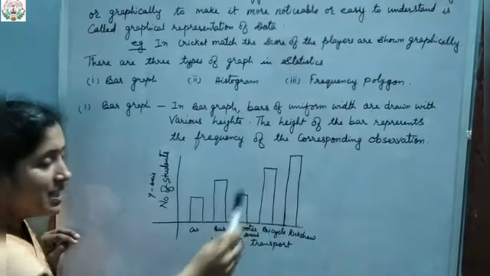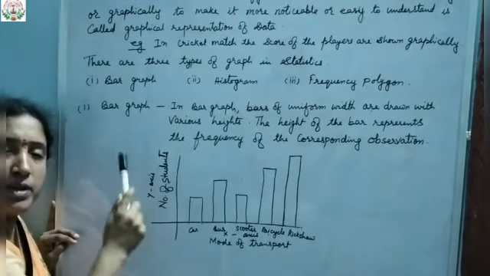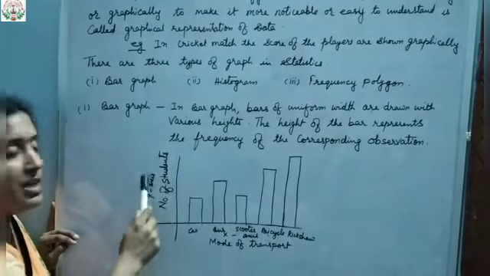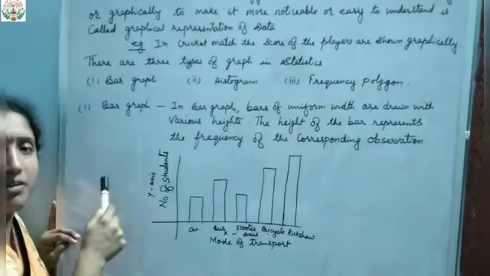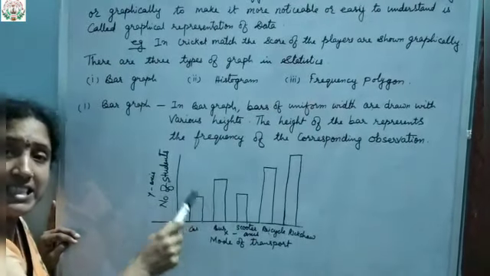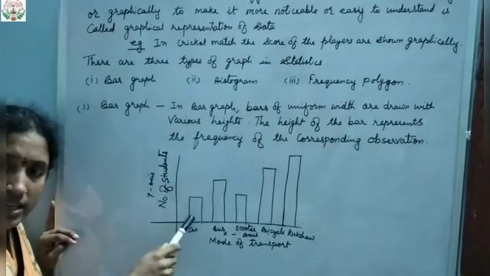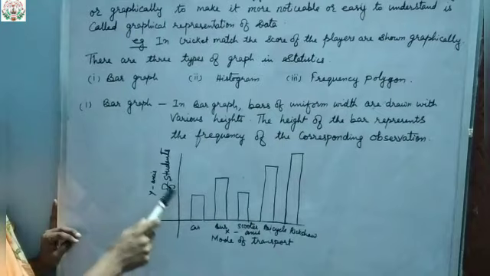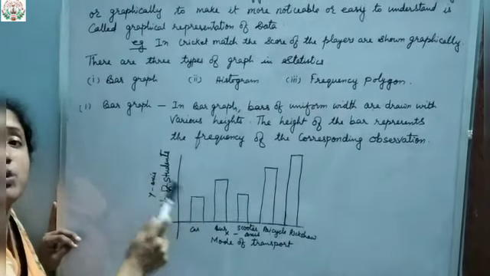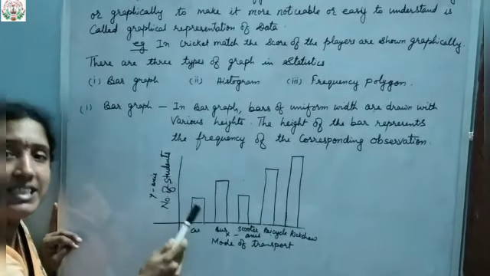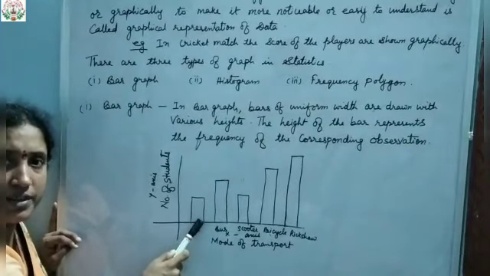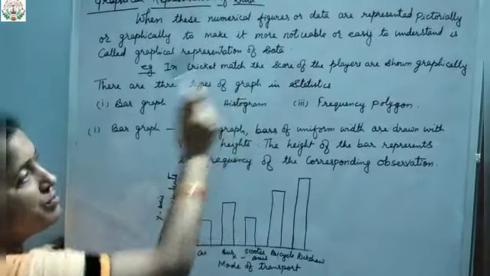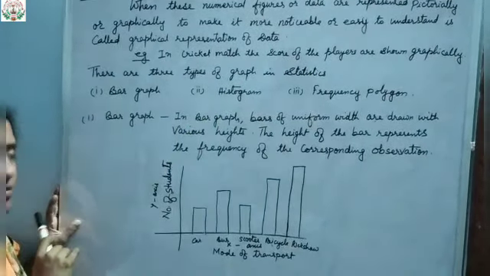You can see that for particular data, if it is represented in graphical form, it is easy to understand, as well as more noticeable, means it will be seen more conveniently and easily. Okay, that is what graphical representation of data is.